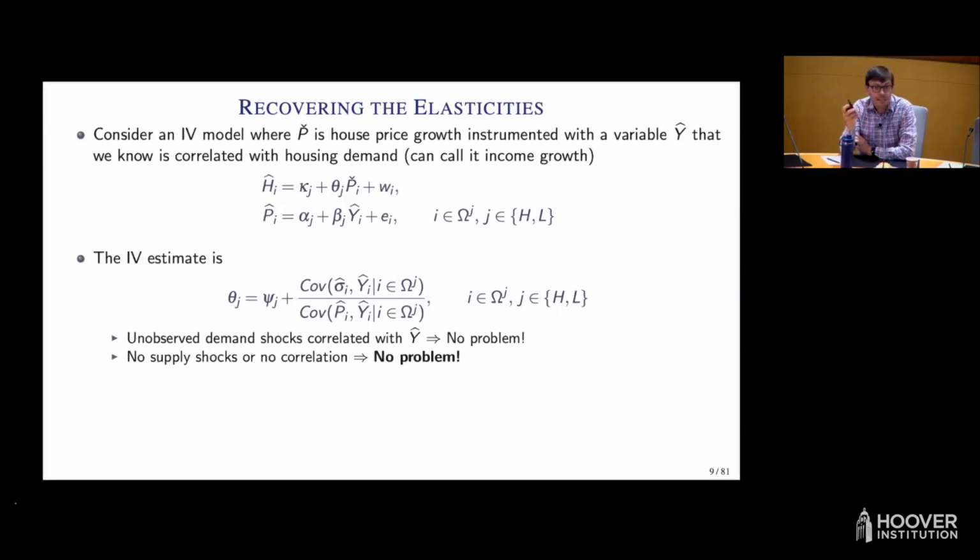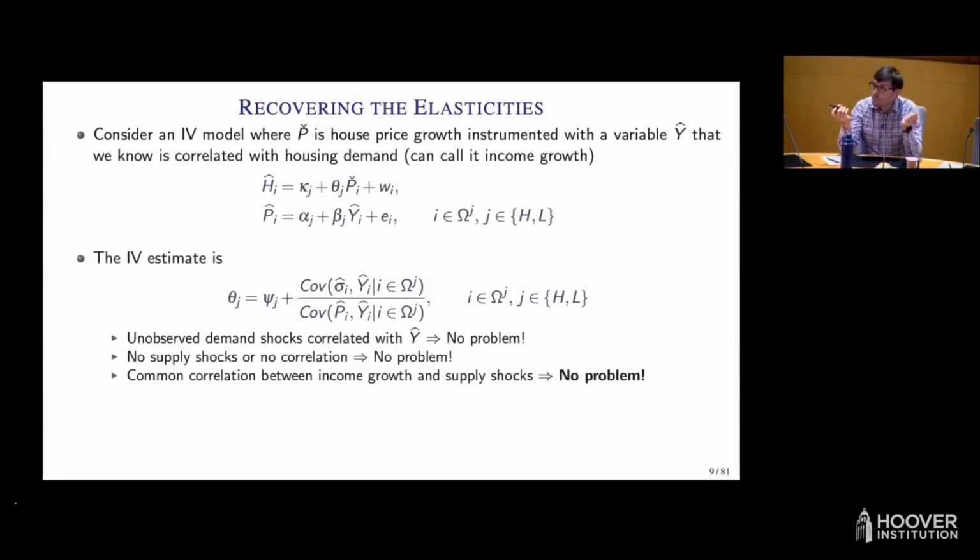We're still going to identify the difference in elasticity. More realistically, you're going to have some correlation of supply shocks with income growth. But so long as that's the same across the groups of cities, the elastic and inelastic cities, the differences in our estimates is still going to be informative about how different these supply elasticities are. Right? So when could we run into trouble?